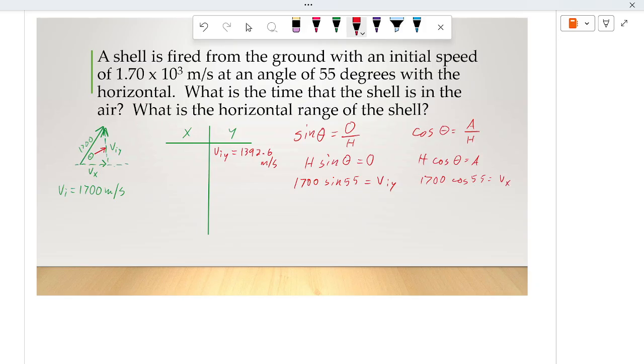Notice that I didn't put initial or final, and that's because, remember, there is no acceleration in the x dimension, and so it is both our initial and our final, because since it doesn't accelerate, the velocity never changes. And so we have one value for that the whole time. And Vx is going to equal, punching that into the calculator, 975.1 meters per second.